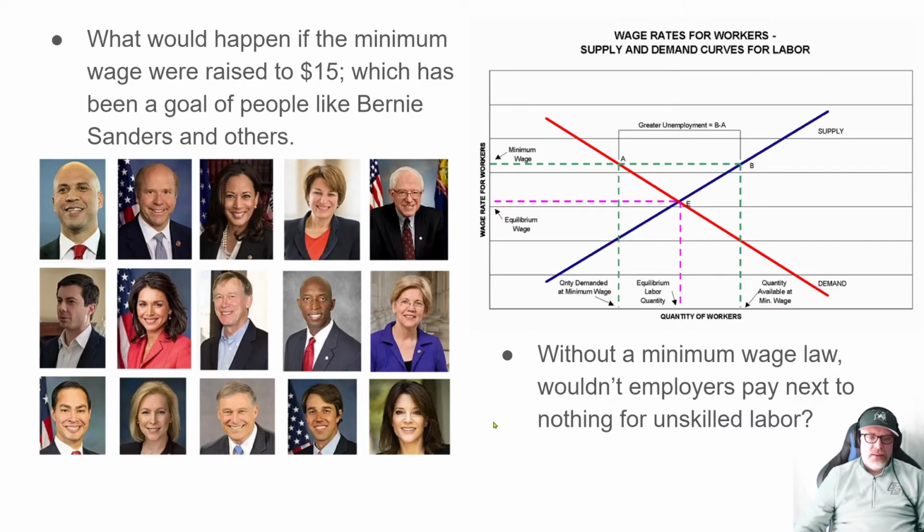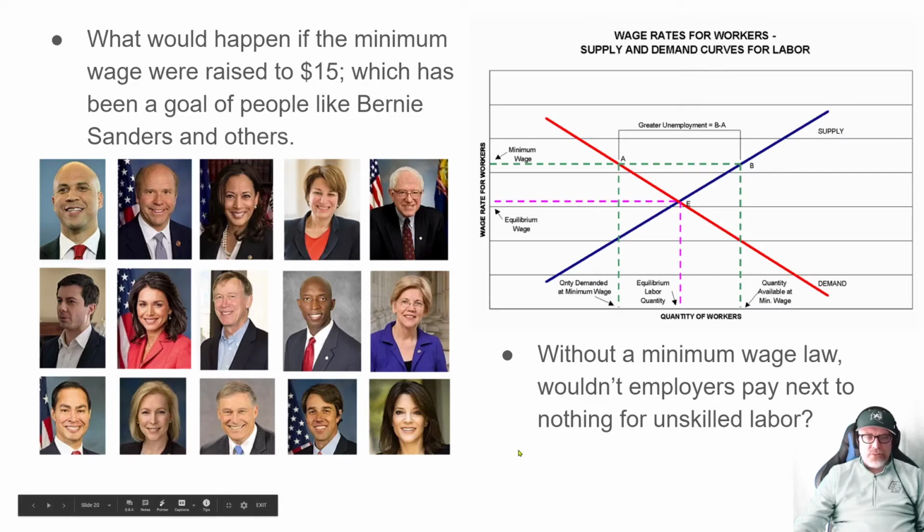One of the things that was being talked about during the lead up to the 2020 election is raising the minimum wage to $15 an hour. And these people that are here are just some of the many people that were running on the Democratic ticket for president. All of these people have dropped out as of today, and it's just Joe Biden running.